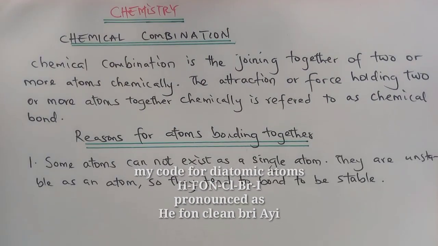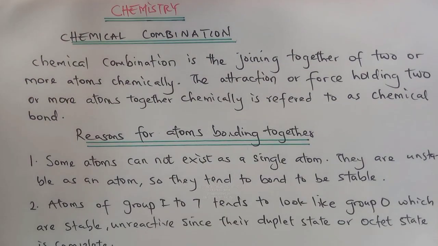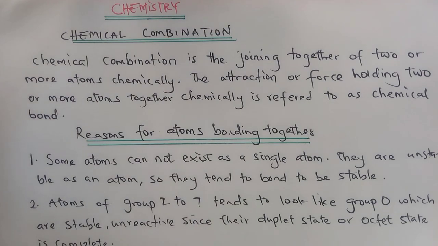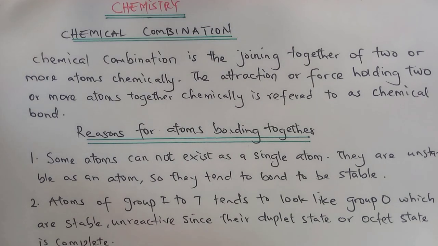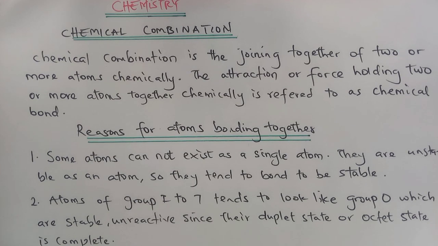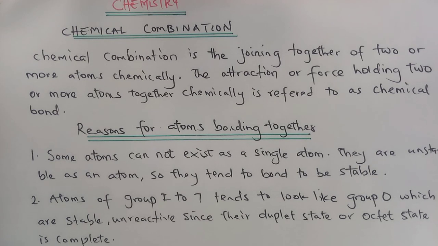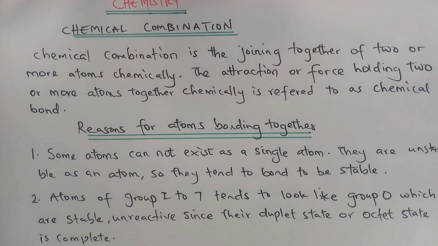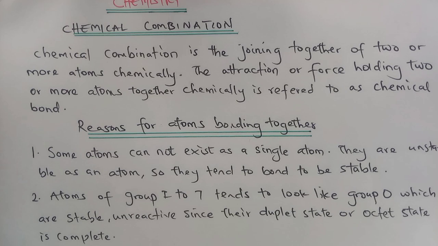Another great reason why atoms tend to bond together is the tendency of atoms from group 1 to 7 to look like group 0, which are stable and unreactive since they have their duplet or octet state complete. That is, the electronic configuration of group 0 has the number of electrons complete, equal to the maximum number of electrons required per shell. So each of the other atoms wants to look like them. That is the second reason why atoms want to bond.